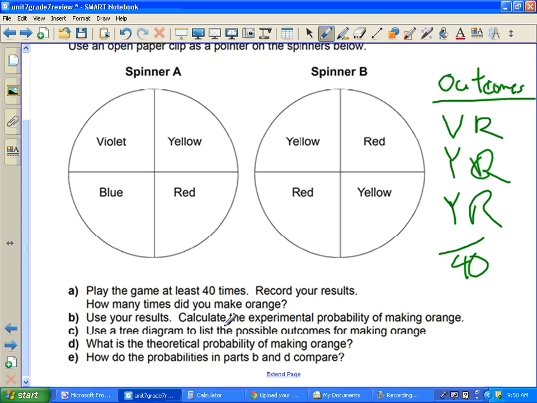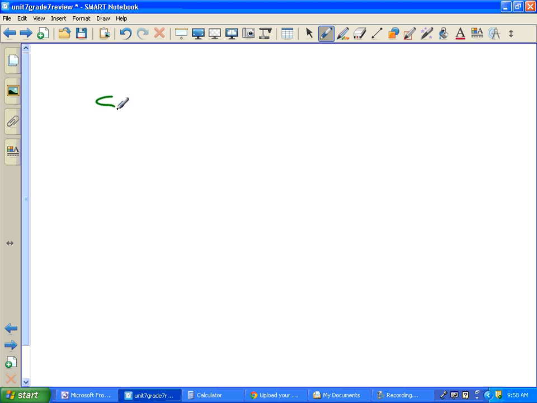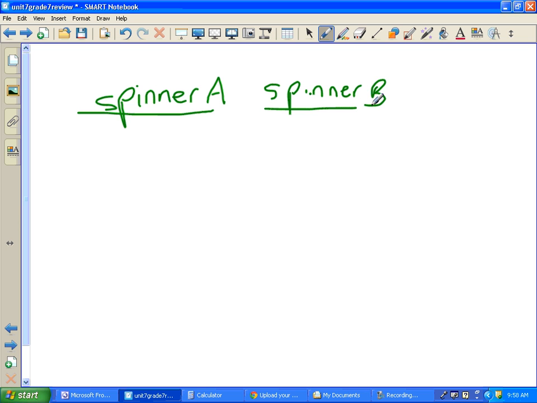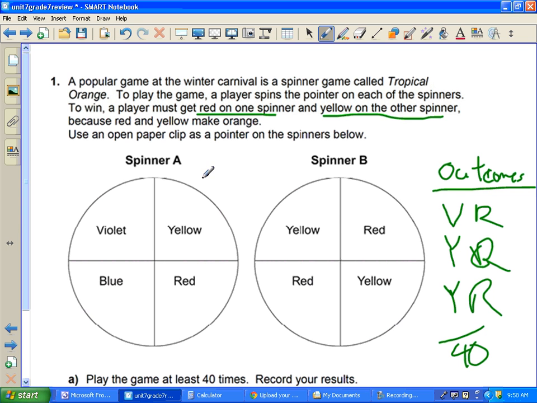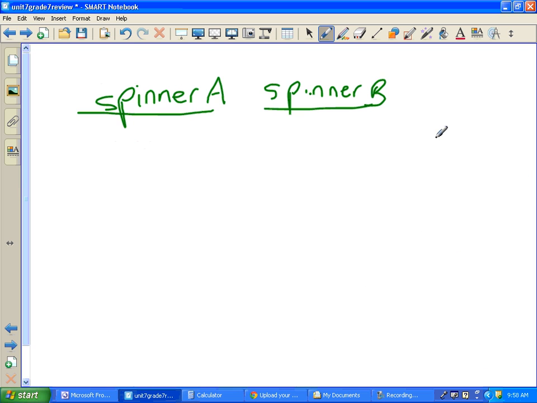Now, you could calculate the theoretical probability of making orange. But we're going to make a tree diagram to list the possible outcomes first. Making a tree diagram is not too hard for this one. Let's look at our first possibility. We've got two spinners. So first we're going to do spinner A, then we're going to do spinner B.